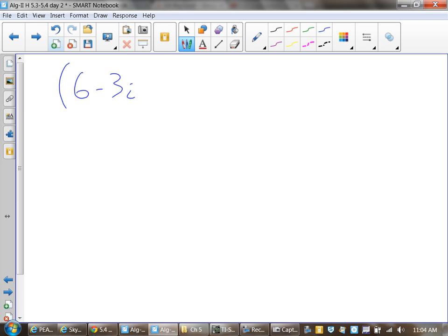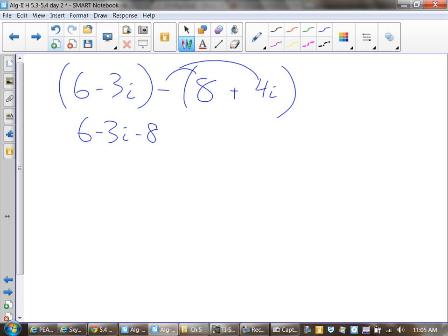6 minus 3i minus 8 plus 4i. We're not solving for i here, but I just want you to treat it like it is a variable by using the same properties. Distribute your negative. You get 6 minus 3i minus 8 minus 4i. What's 6 minus 8? Negative 2. Negative 3 minus 4, negative 7i. Not so bad?